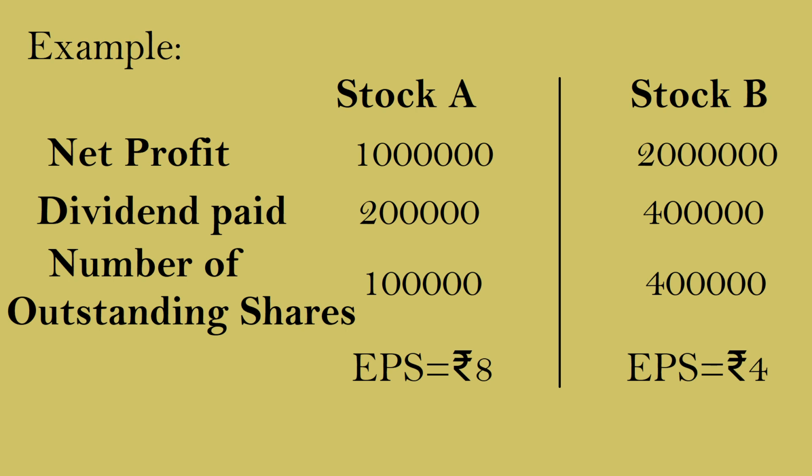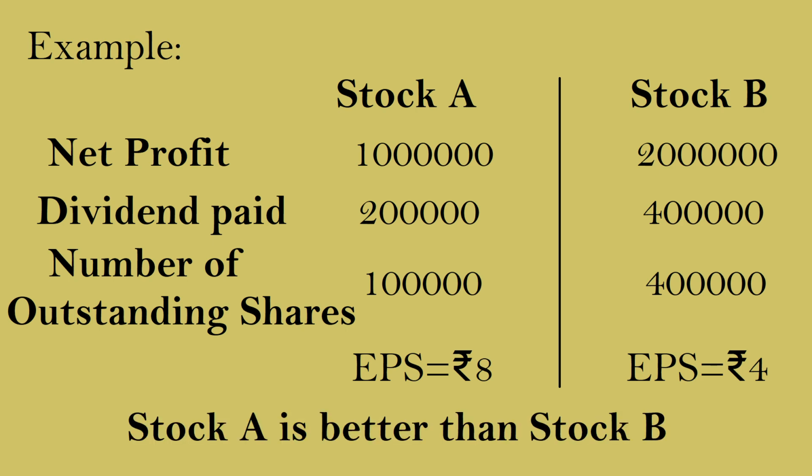From this example, stock A earns 8 rupees per share, which is more than stock B earns, 4 rupees per share. This shows stock A is better than stock B. But remember that earnings per share alone is not enough for investing in a company, but earnings per share also helps to choose a better growth company.